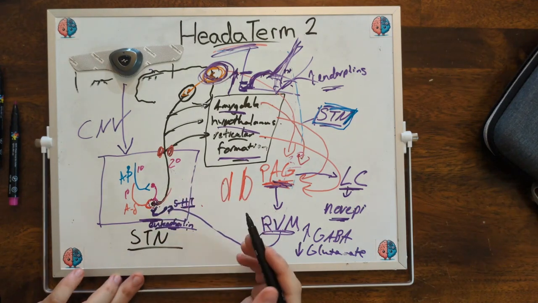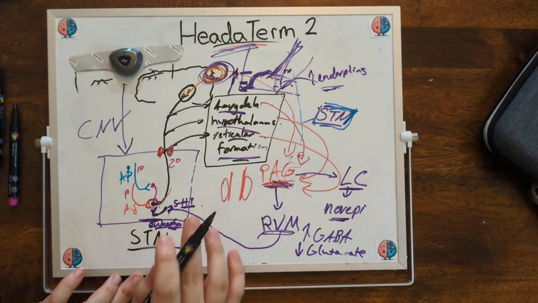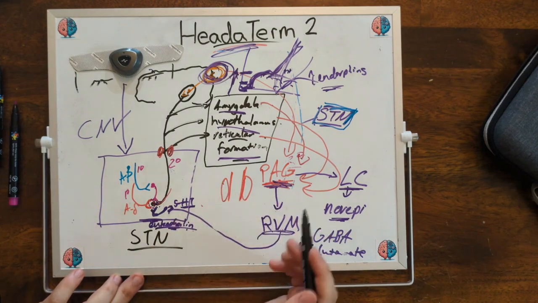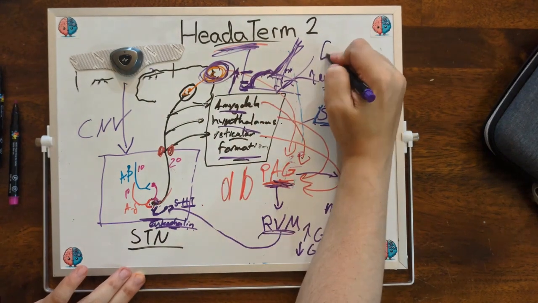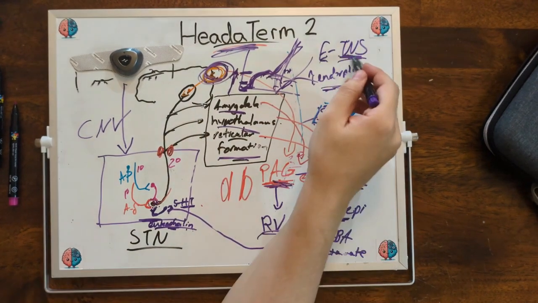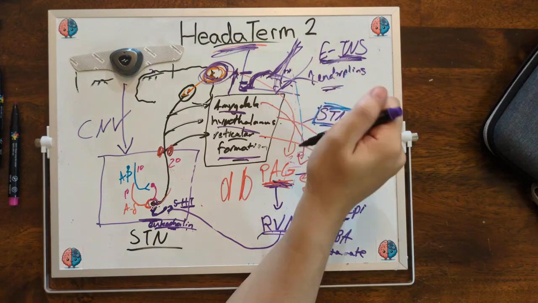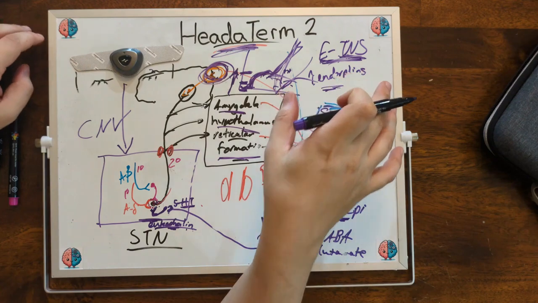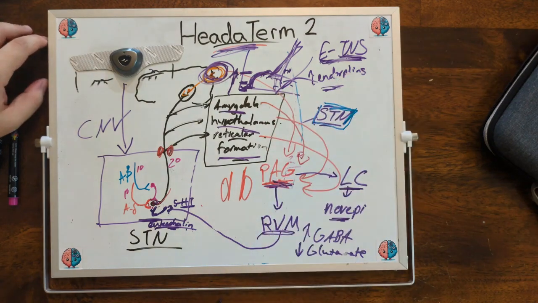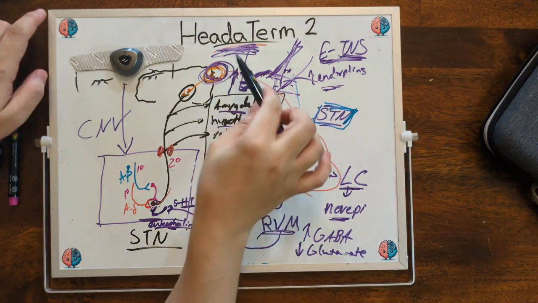Because our nervous system has neuroplasticity, it could also explain the long-term effects observed in many patients that use HeadaTerm 2, that use this ETNS, this external trigeminal nerve stimulator. It's not just treating the symptoms, it's potentially addressing the underlying susceptibility to migraine attacks. And this is how HeadaTerm 2 works.